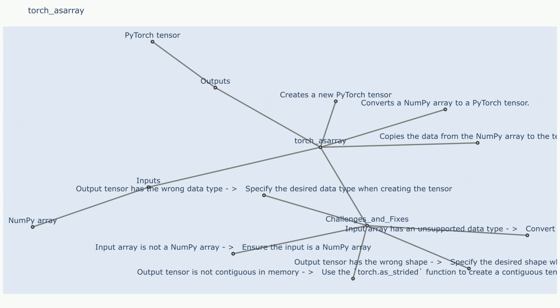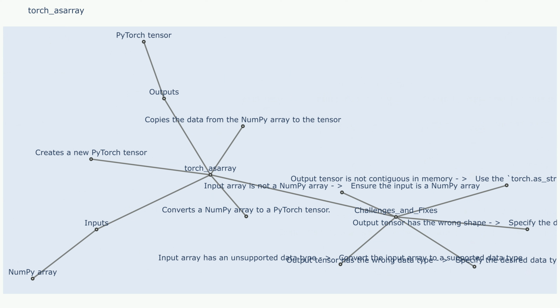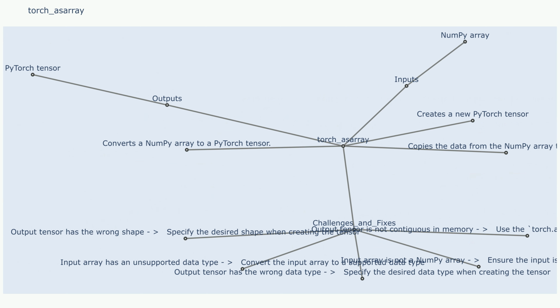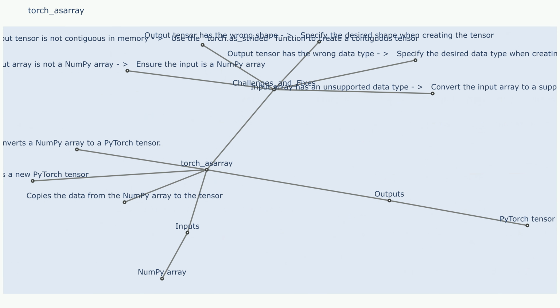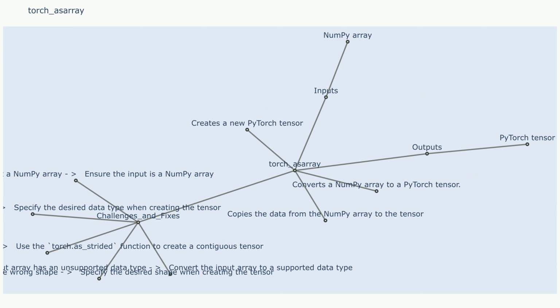Outputs. Output 1, a PyTorch tensor. The data type of the tensor is automatically determined from the input array or list. Steps. Step 1, the function first checks the input type. It accepts either a NumPy array or a list. Step 2, if the input is a NumPy array, it creates a PyTorch tensor with the same data and shape as the array. If the input is a list, it converts the list into a NumPy array and then creates a PyTorch tensor from that array.